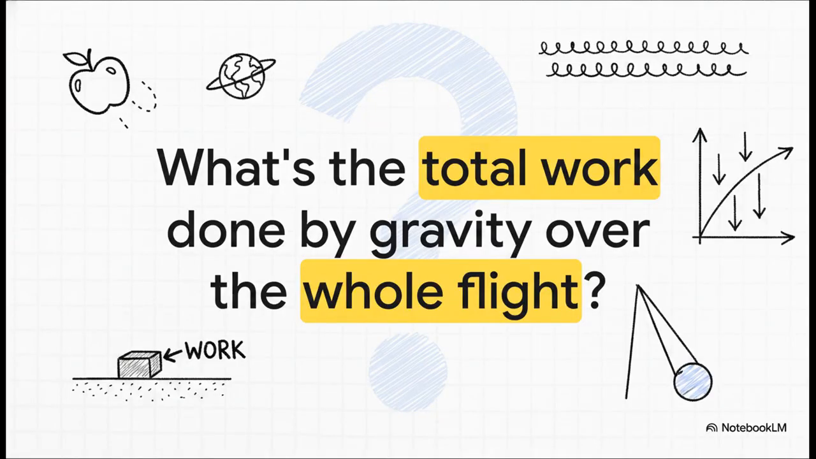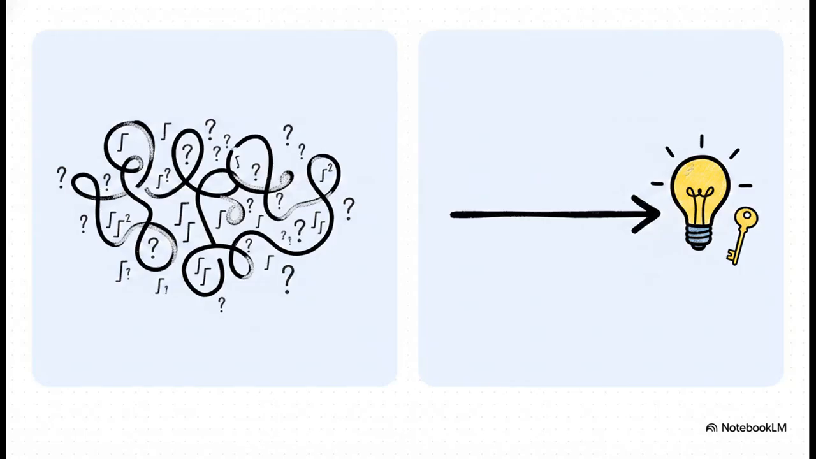So before we even touch the mean power formula, let's just take a step back and ask a more fundamental question. Remember, mean power is just total work divided by total time. So let's forget about power for a second and just ask, what is the total work that gravity does over the entire flight? This is a classic crossroads you'll find in so many physics problems.